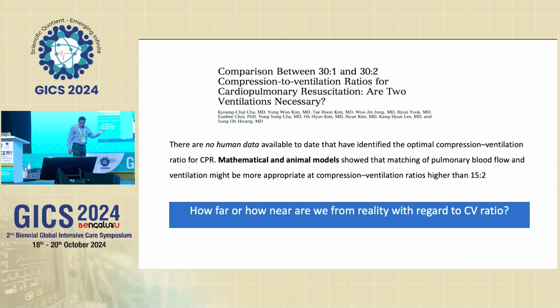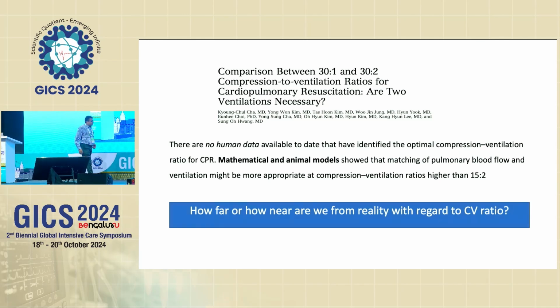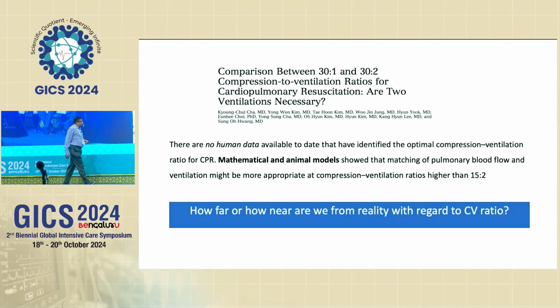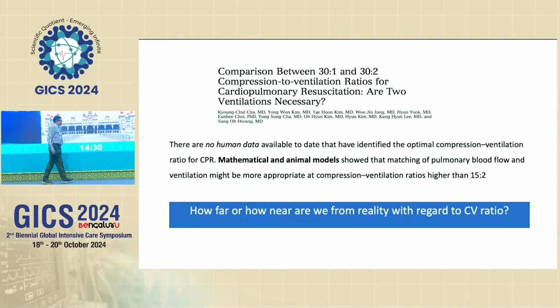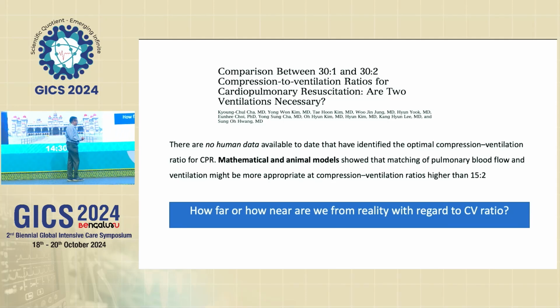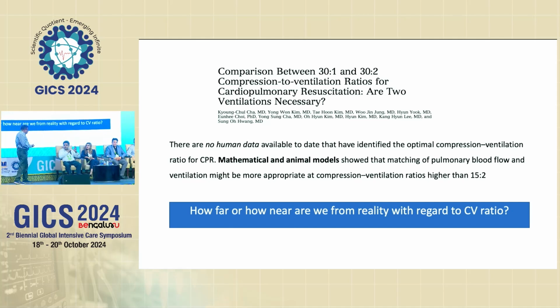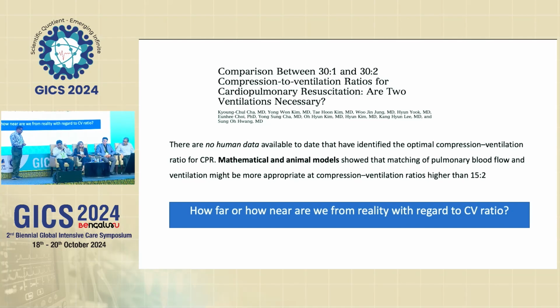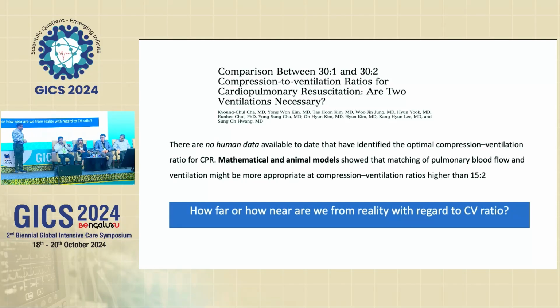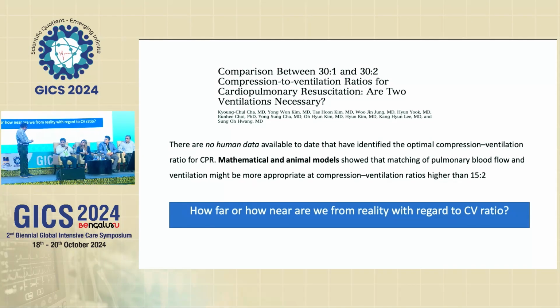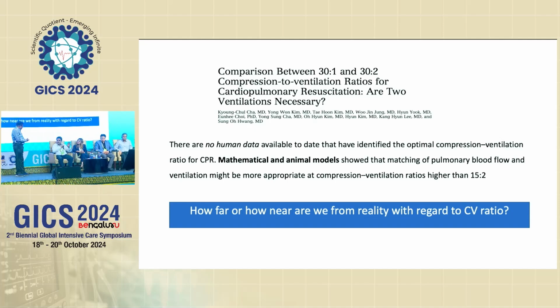Dr. Samvedam, how far or how near are we from reality with regard to this CV ratio? So I think now that we have understood that compression-only life support is an effective method, and based on what you're showing here, 30:1 seems to be a practical solution. But there should not be any confusion whether you follow 30:1 or 30:2, because in that confusion, it may become 30:0. Then the whole purpose of popularizing this concept is defeated.